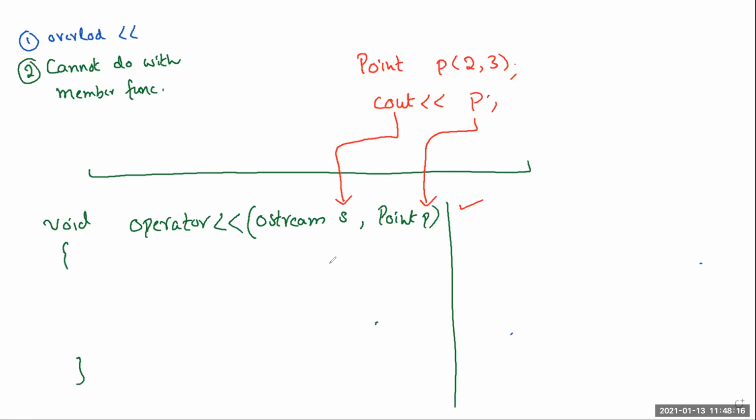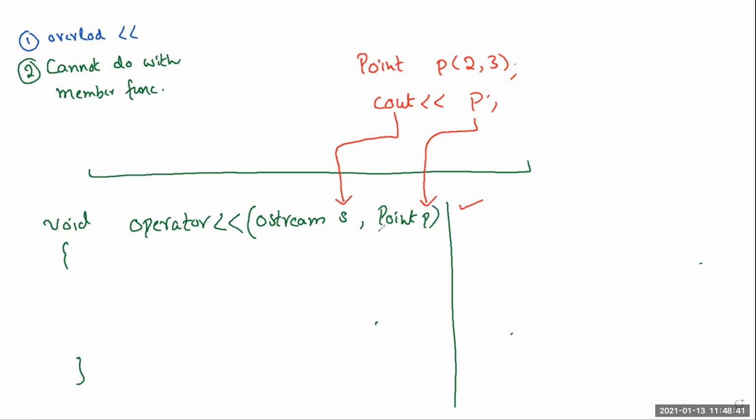Now it means what I can write in this function. Since I want this function to display the X and Y coordinates of the point, here you can write cout, but you can also write S, right? Because S and cout are the same thing. But before I write the body of this function, there is one important slight change which I need to make to this function. And what is that change?